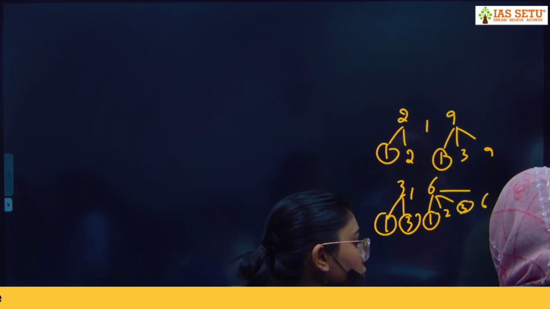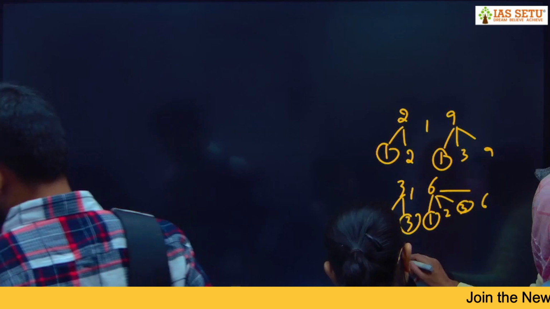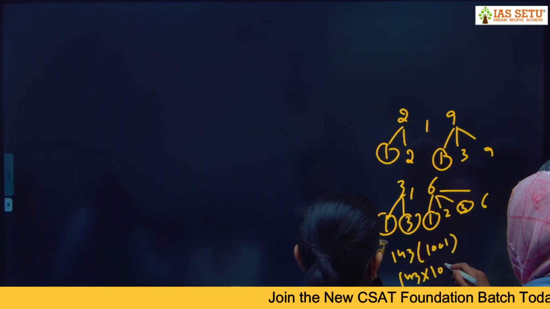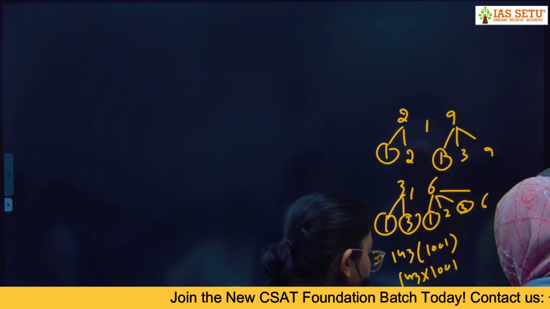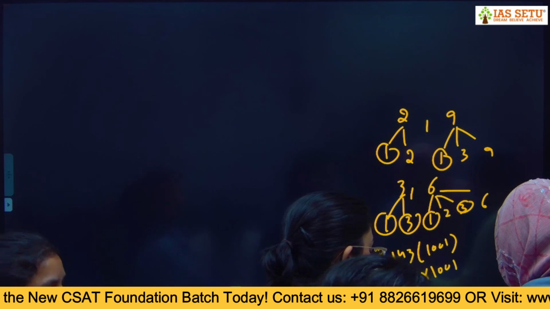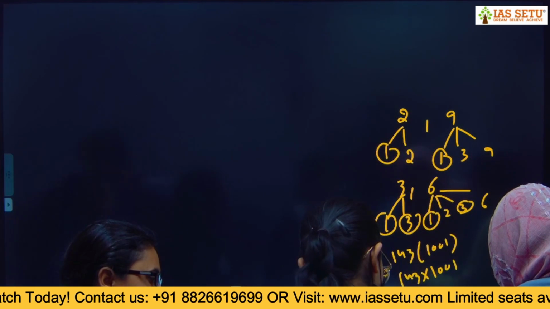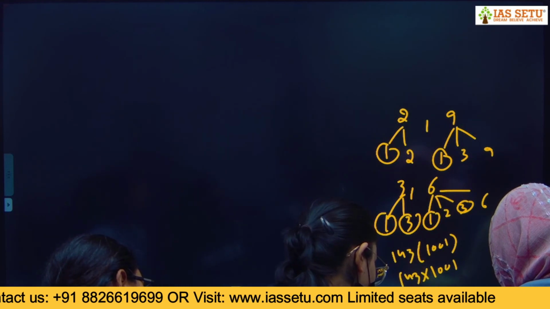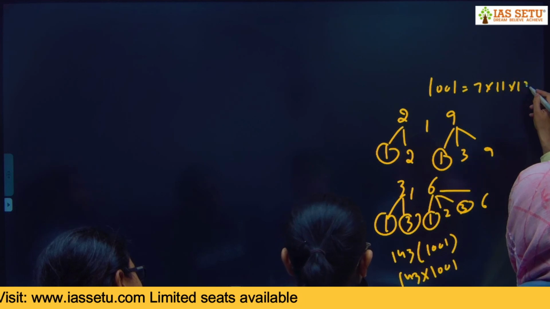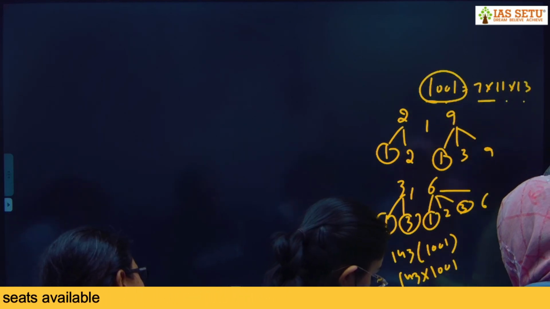Basic of estimator. This means multiplication only. 143 bracket 1001 itself means 143 into 1001. The outcome is this number is a multiple of 1001. Since this number is a multiple of 1001, this number is divisible by 1001. If any number is divisible by 1001, it is divisible by 7, 11, 13, because 1001 is nothing but 7 into 11 into 13. So if any number is divisible by this, then it is divisible by 7. This is the outcome.